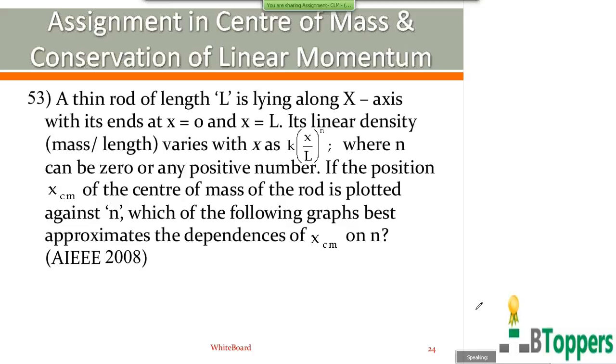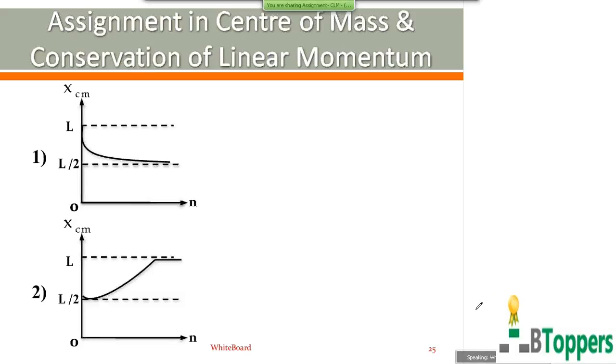A thin rod of length L is lying along the x-axis with its ends at x equal to 0 and x equal to L. Linear density, mass per unit length, varies with x as k into (x by L) whole power n, where n can be 0 or any positive number. Position XCM, center of mass of the rod, is plotted against n. Which of the following graphs best approximates the dependence of XCM on n? So you can analyze the graph.